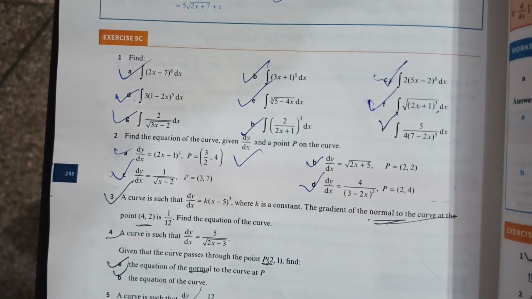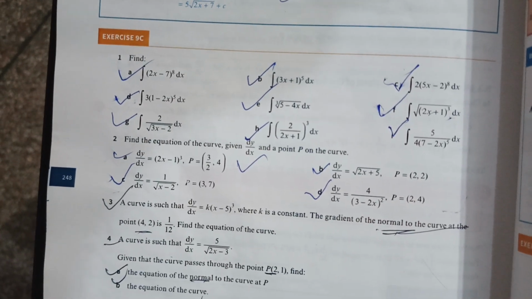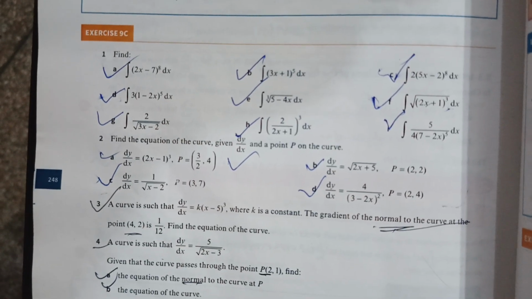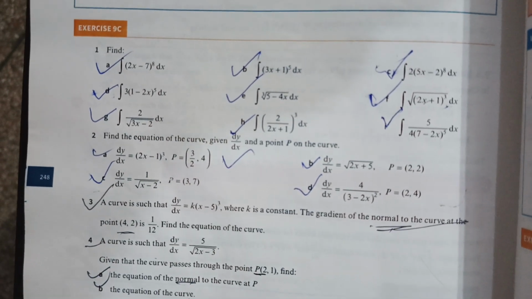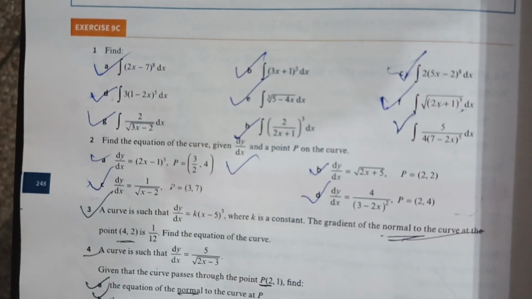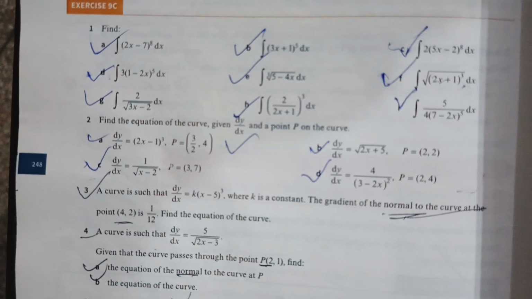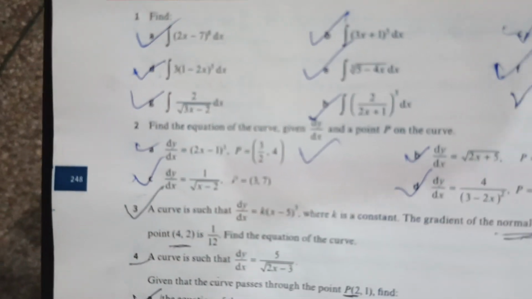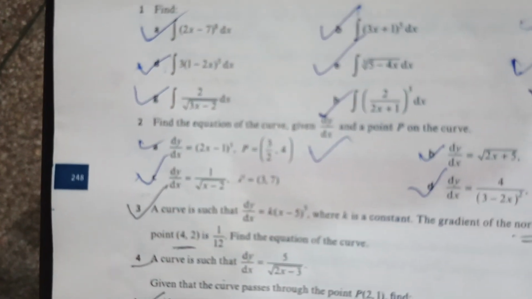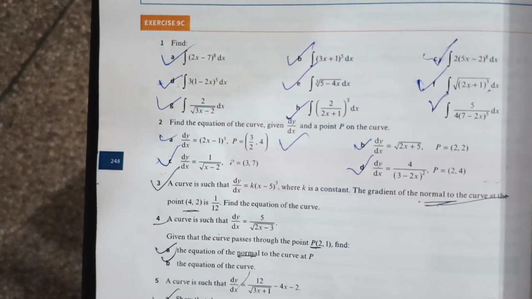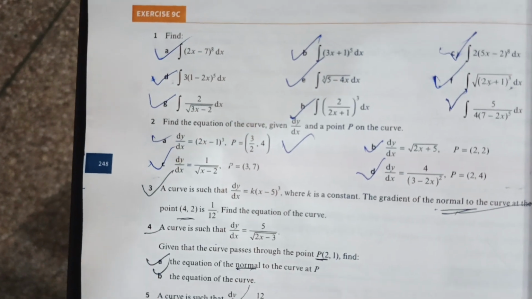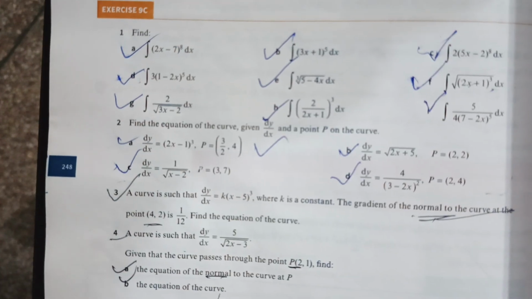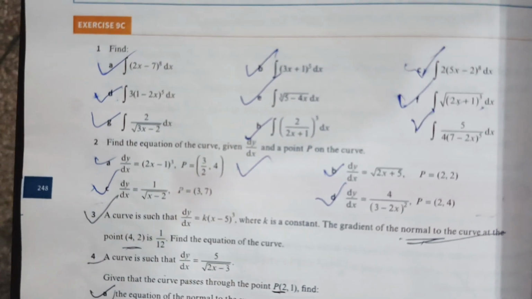We are going to work on exercise 9C. This is the course book of the AS Mathematics 9709. In this video, we are going to start work from question number 2 and its A part. So I'm going to attempt question number 2 and its A part. So let's start. You can see question number 2. Find the equation of the curve given dy by dx and the point P on the curve.